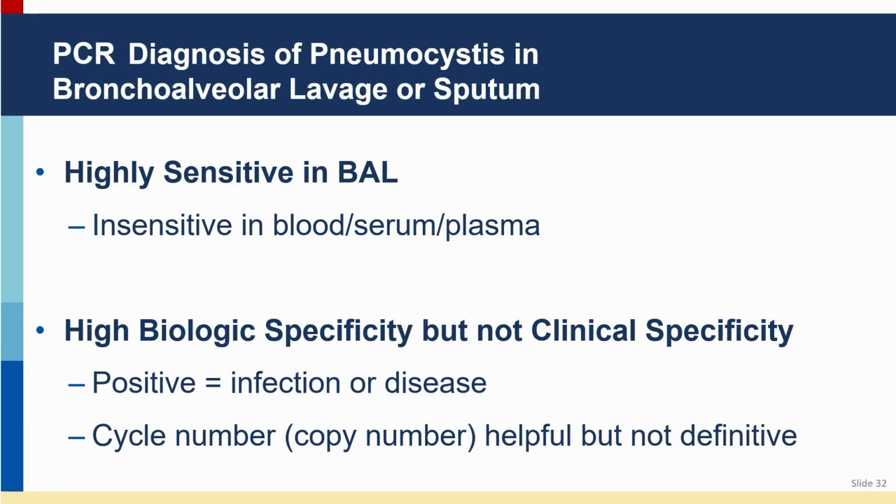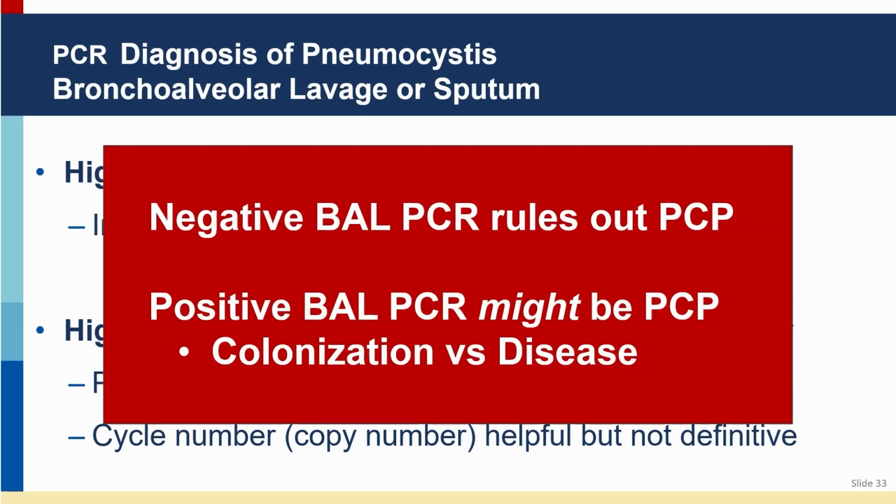So anyway, the PCR for pneumocystis, again, is not useful in the blood. If it's negative, you know the patient doesn't have pneumocystis. If it's positive, again, you don't know whether they're colonized or not. You have to use your clinical judgment.